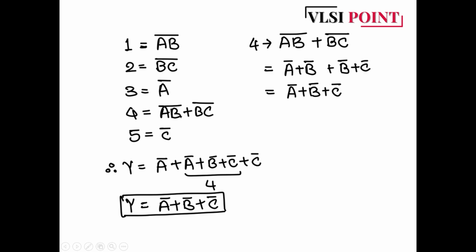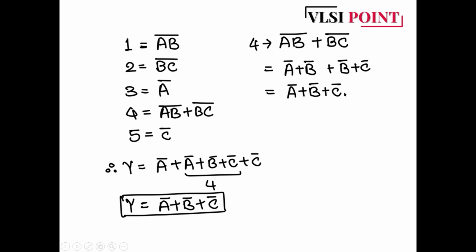So AB bar is nothing but A bar plus B bar according to De Morgan's law. BC bar is nothing but B bar plus C bar, and we know B bar plus B bar, if one of the terms is repeating, it is nothing but only one term. Here B bar is there, again B bar is repeating, so it is nothing but B bar. So 4 becomes A bar plus B bar plus C bar.